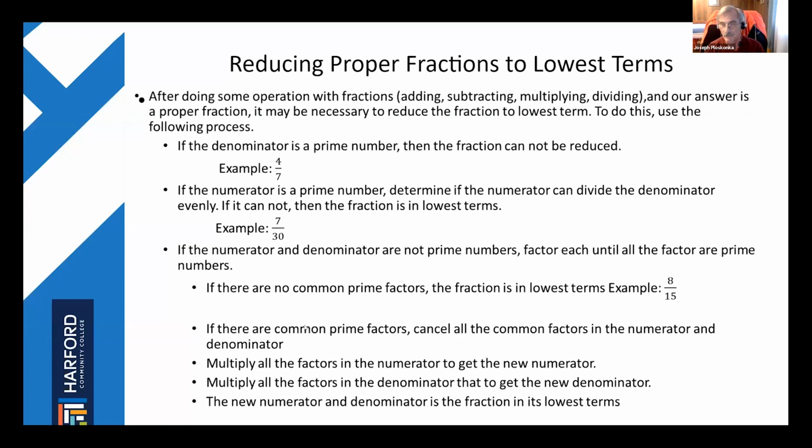If the numerator and denominator are not prime numbers, factor each until all the factors are prime numbers. And if there are no common prime factors, just like we talked about before, if you have the fraction 8/15, then you know that it's in its lowest terms. You just take the numerator and denominator, factor them till all the factors are prime numbers, and then you cancel out the common factors, and then multiply the remaining factors together, and you'll get a fraction in its lowest terms.